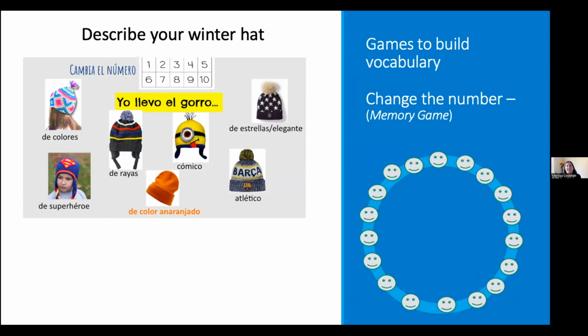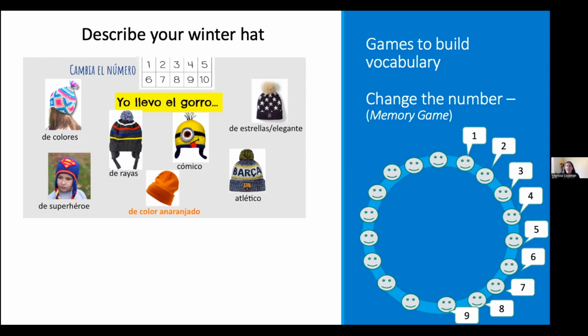I would suggest if you play it with younger grades, you give them some more scaffolds, but here's how you play. So you ask your students to circle up and you start counting. You count off to the number 10. So we say 1, 2, 3, 4, 5, 6, 7, 8, 9, 10. Okay, 10. You get to decide what kind of hat.